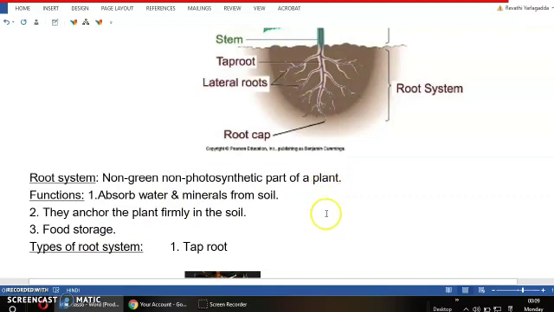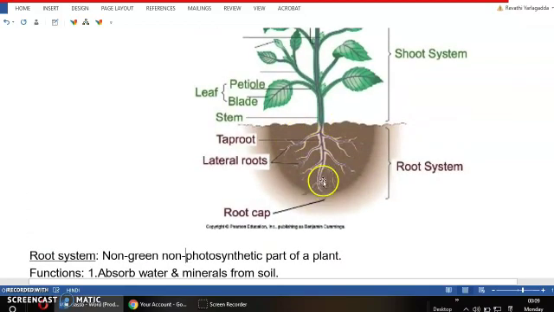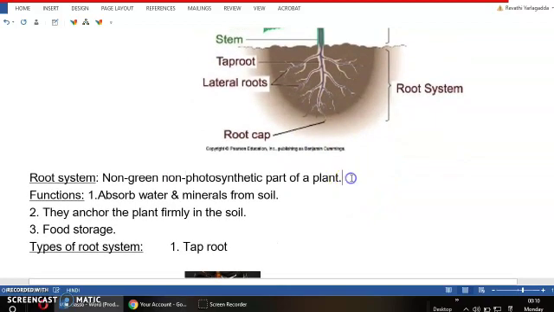Actually, they grow downward towards the ground. See, this is the root which is going downward, towards the ground. So the root is growing towards the gravity, in the direction of gravity. This is known as geotropic. Since they are growing towards the gravity, it is known as positively geotropic.